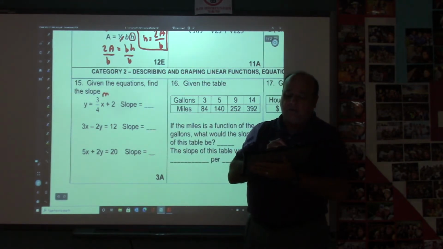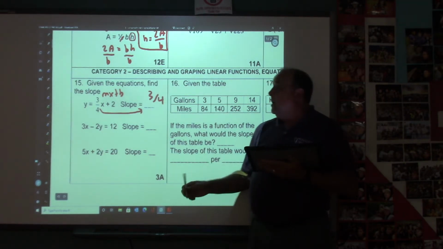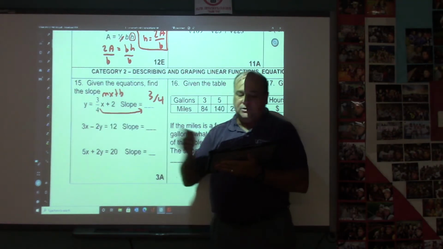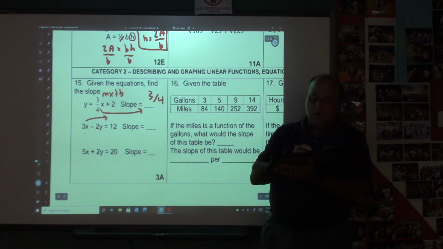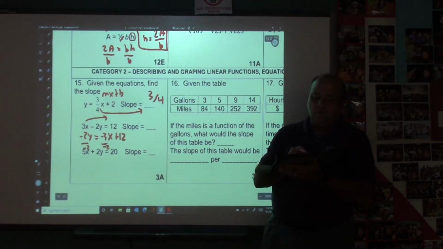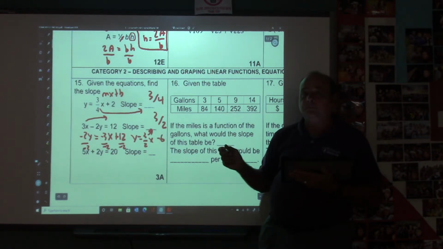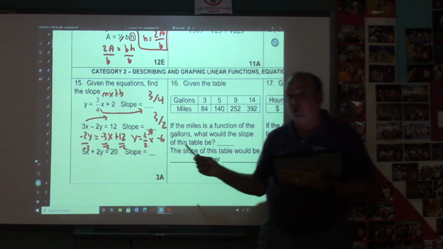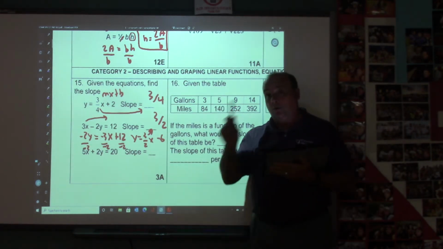If this is mx plus b, this is my slope in it. There is no arithmetic. Now then, to do these, you want to turn this into this. So you want to solve it for y. So on this one right here, I'm going to move the 3x over. Negative 2y equals negative 3x plus 12. And then I'm going to divide by negative 2. So I'm going to get y equals 3 over 2x minus 6. The 3 over 2 will be my slope on it. Okay, so on this one right here, you got to move the x across and then divide by the coefficient of the y. I'm going to let you do this one on your own.